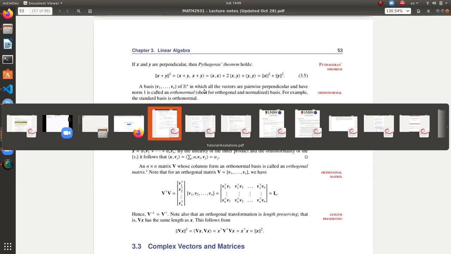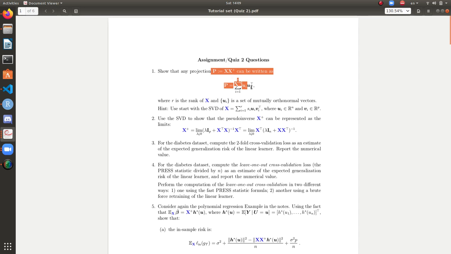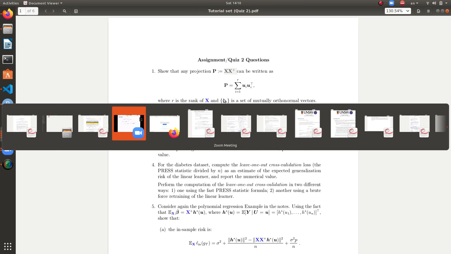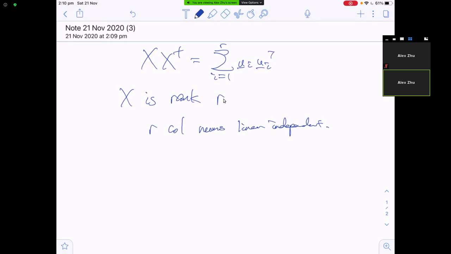I'm presenting question 1 of quiz 2 today. It's a projection matrix question, and it says that if X times its pseudo inverse, which I'll call X plus, is P, and X is rank R, so there are R columns that are linearly independent, then X X plus can be written as the sum over i of u_i times u_i transpose, like that.